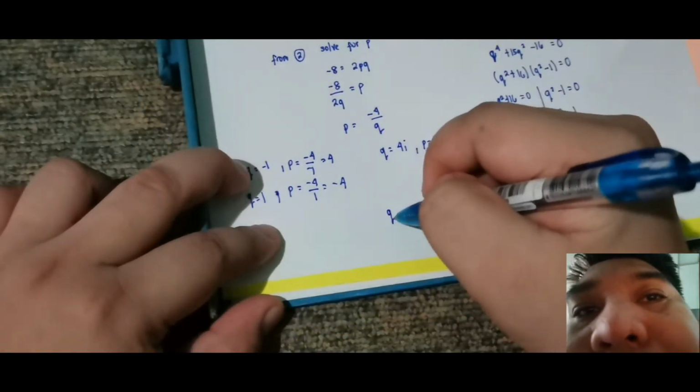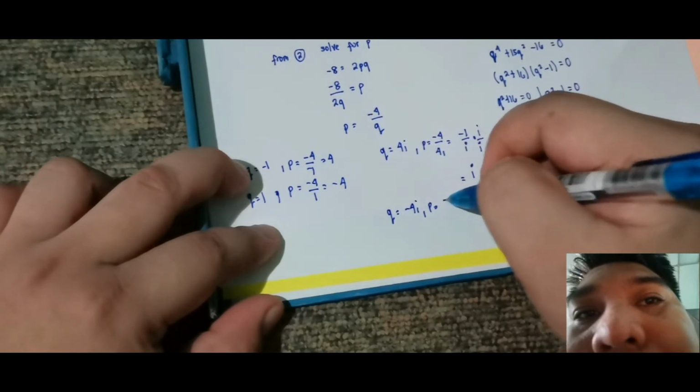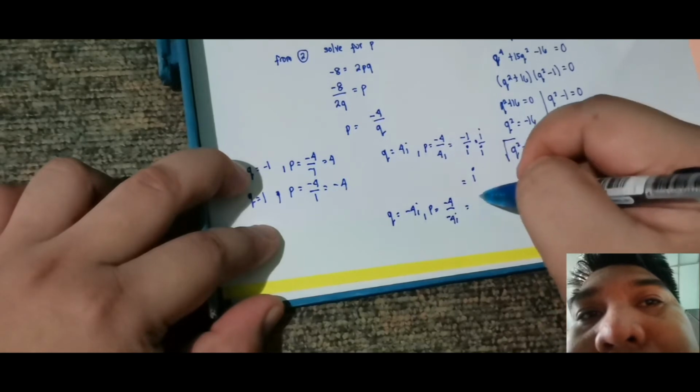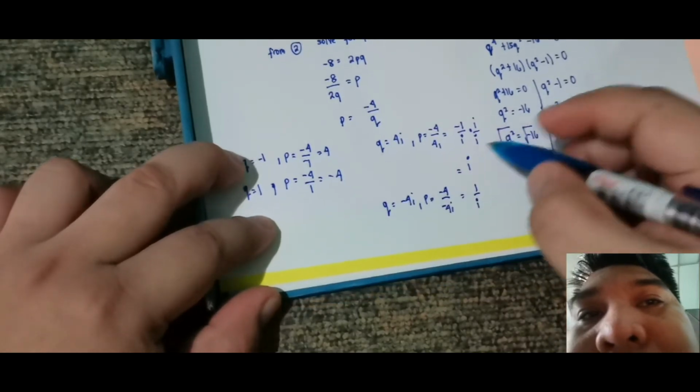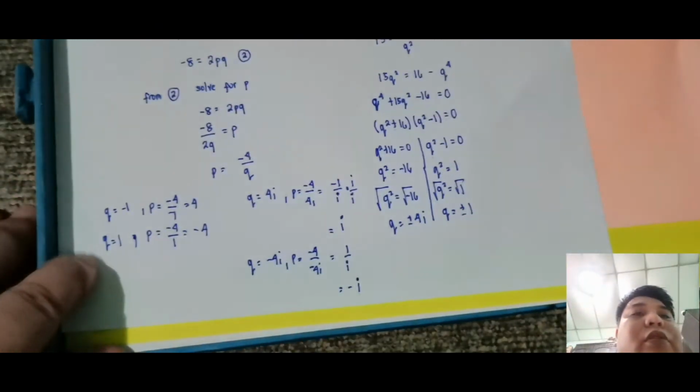So another, pag q is equal to negative 4i, so that is p is equal to negative 4 over negative 4i, which is equal sa 1 over i. So which is equal sa negative i pag sinimplify. Okay, so check na natin.